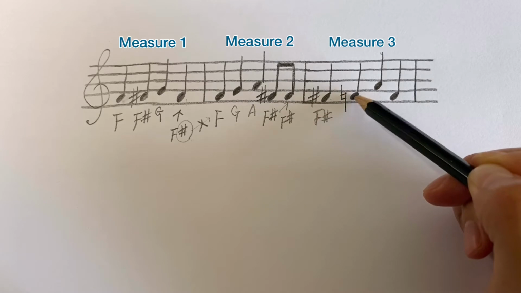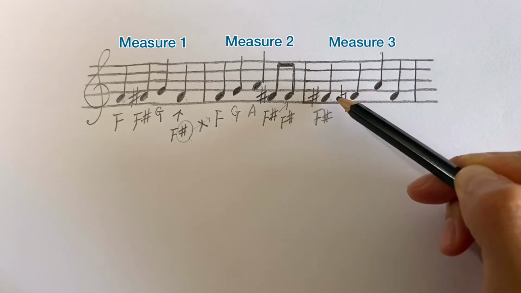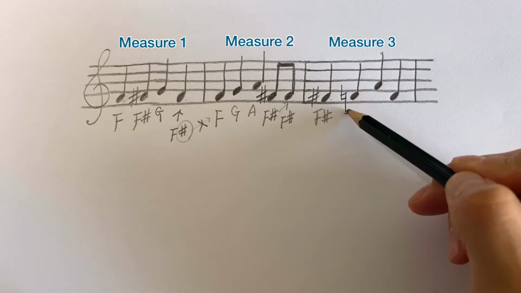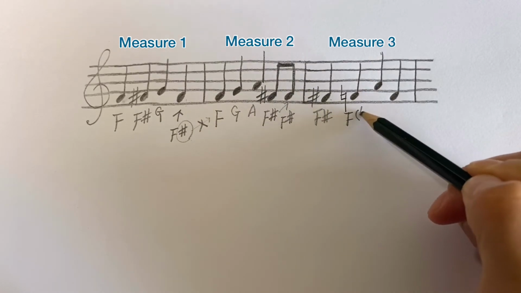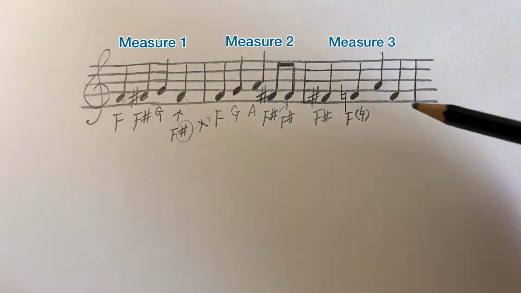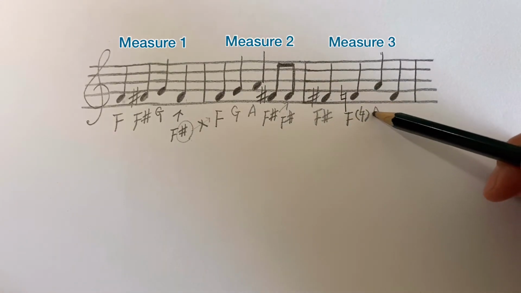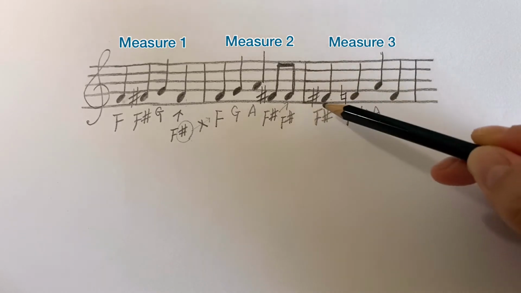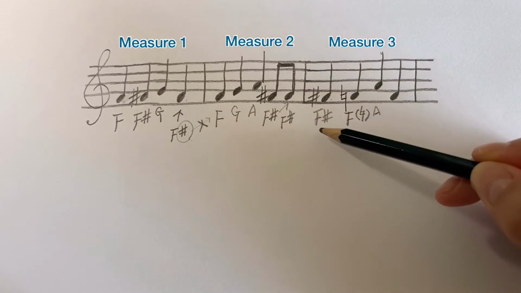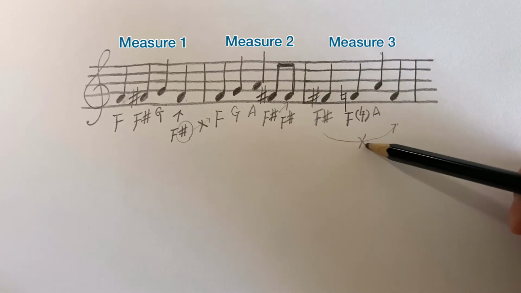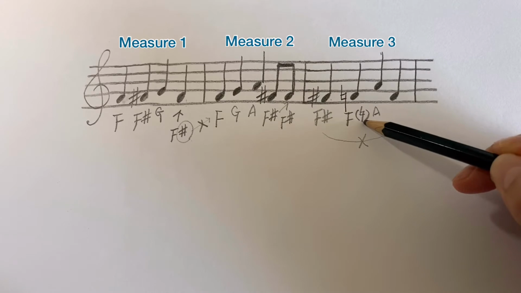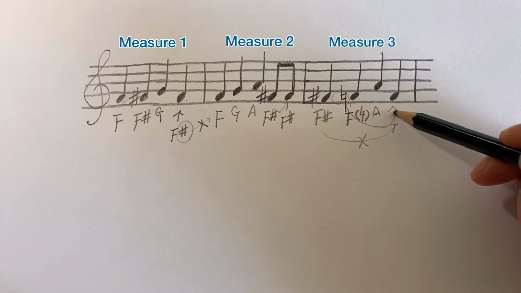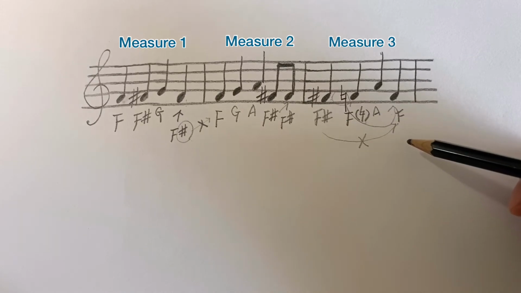And can you see the natural marking there? So that cancels that sharp. So you just play F natural, just play F, and then A, and the last F will be affected by the F natural, not the F sharp. That note is affected by the previous accidental. So this is F.